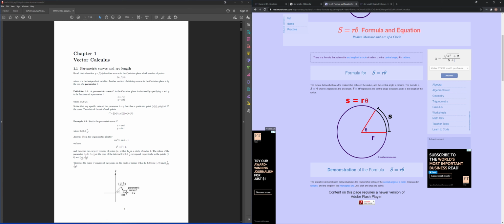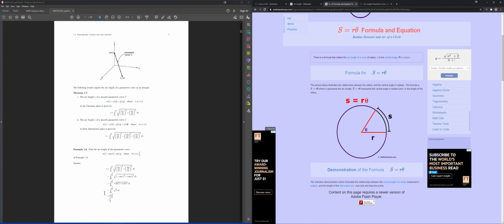In this case, your radius is equal to 1, right? And the angle is pi on 4, so 1 times pi on 4 is pi on 4, which is what I got over here.